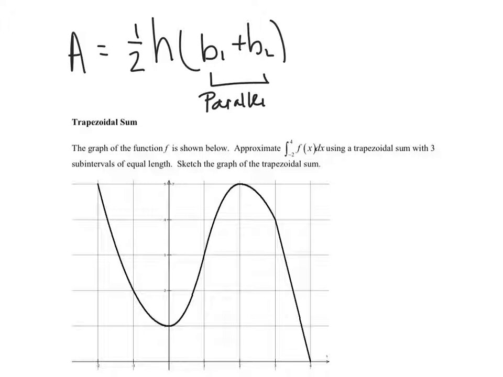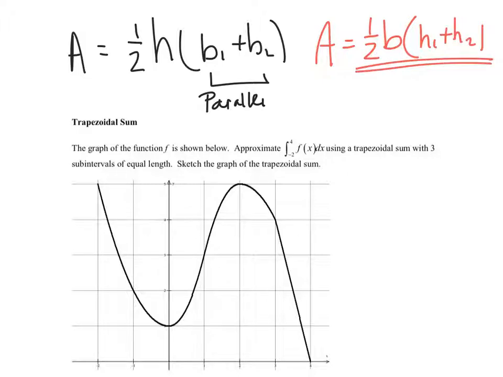Now, depending which way your trapezoid is facing, you could also say area equals 1/2 base, height 1 plus height 2. And in fact, this is the one, again, that we're probably going to focus on the most with these Riemann sums. Because, again, our parallel sides technically are going to be our heights here.